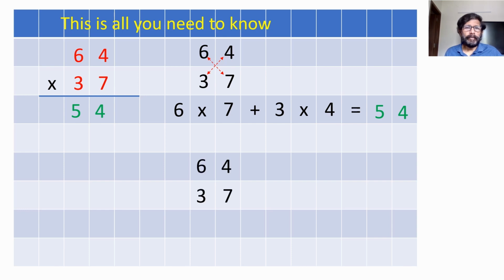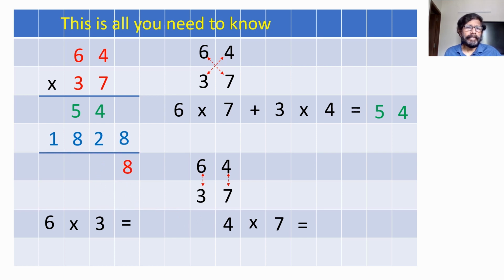Next, we write the two numbers one below the other and multiply vertically the tens digit by the tens digit, the ones digit by the ones digit. That is 6 times 3, 18, and 4 times 7, 28. And 18 and 28 are placed below 54 as shown here. And then we just add 8, 6, 13, 3, and 1, 2.